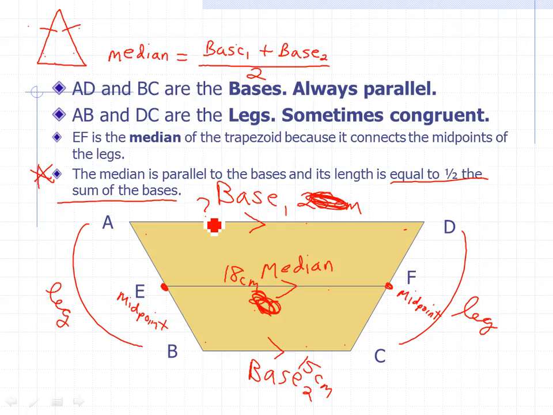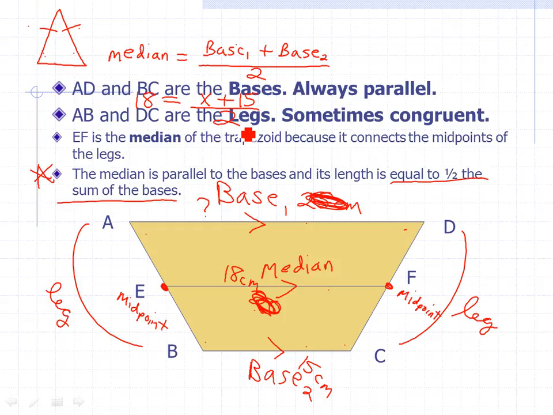What's the median? 18. 18 equals, what's base 1? X. X plus what? 15, divided by 2. Times both sides by 2, then do what? Minus 15. Now, if you do a couple of these, instead of doing that every time, you might find it easier to take the median, multiply it by 2, and then just subtract off the other base, and whatever's left is the base that you're missing. What is it?